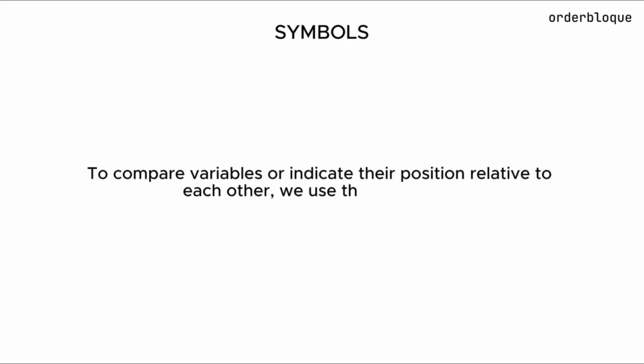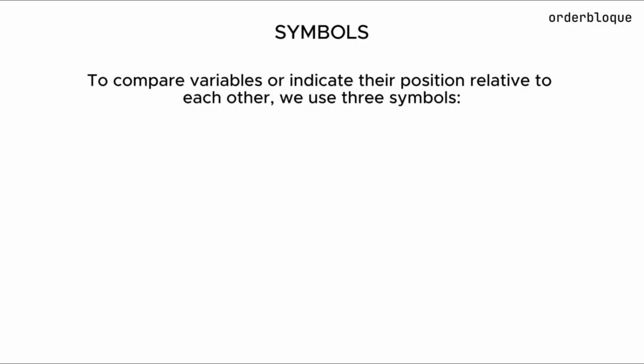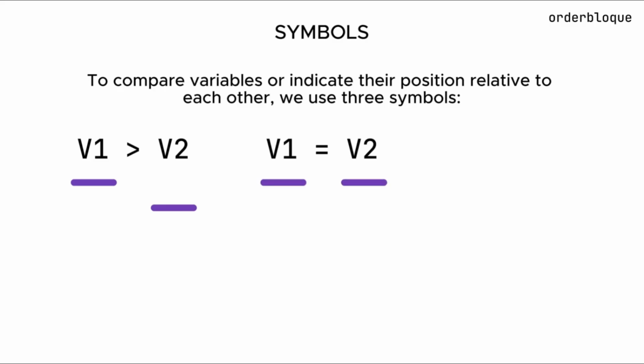To compare variables or indicate their position relative to each other, we use three symbols. Greater than indicates that variable number 1 is one time frame higher than variable number 2. Equal to shows that the first and second variables are on the same time frame. Greater than or equal to indicates that variable number 1 can be either one time frame higher or on the same time frame as variable number 2.